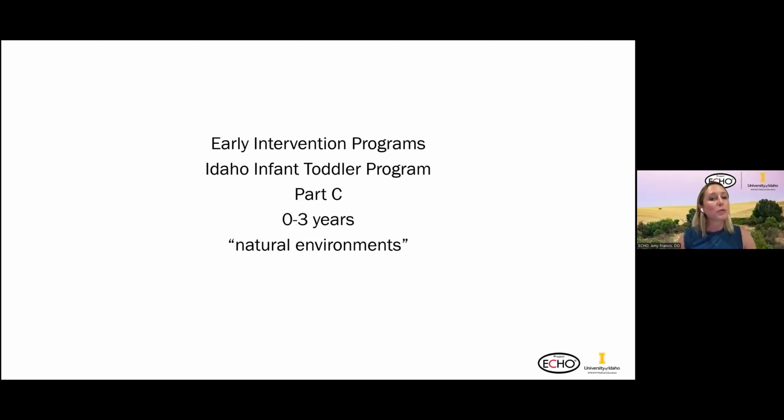So we're going to talk about early intervention programs. So again, it's the infant toddler program. This is Part C of IDEA for children 0 to 3 years. Keep in mind their philosophy is providing services and supports in the natural environment. So this is why a lot of the therapy that we see occurs in the home environment and not center-based. There's not a center-based approach.